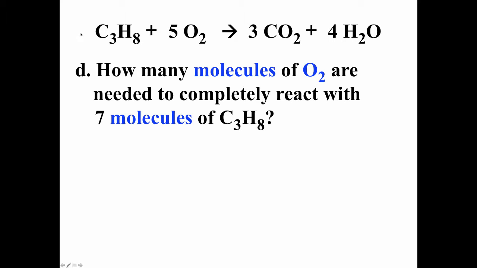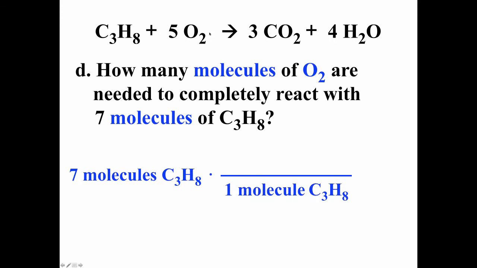But of course, we could have lots more propane, but however many propane molecules we have, it's going to require 5 times as many oxygen molecules. It'll produce 3 times as many CO2 molecules and 4 times as many H2O. So if we have 7 molecules of propane, then the balanced chemical equation tells us that for every 1 molecule of propane, it reacts with 5 molecules of O2. So we essentially have a conversion factor where for this equation, 1 molecule of propane needs 5 molecules of O2.